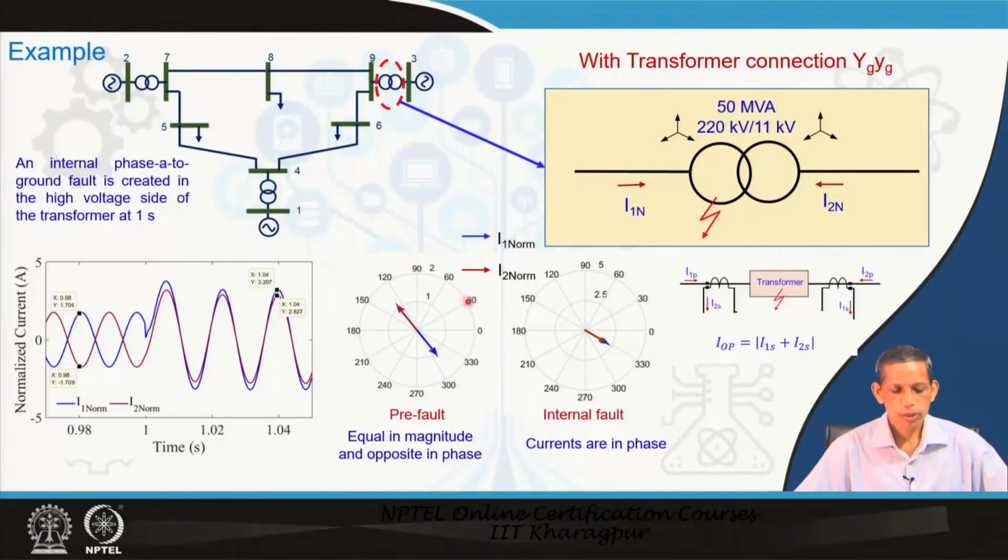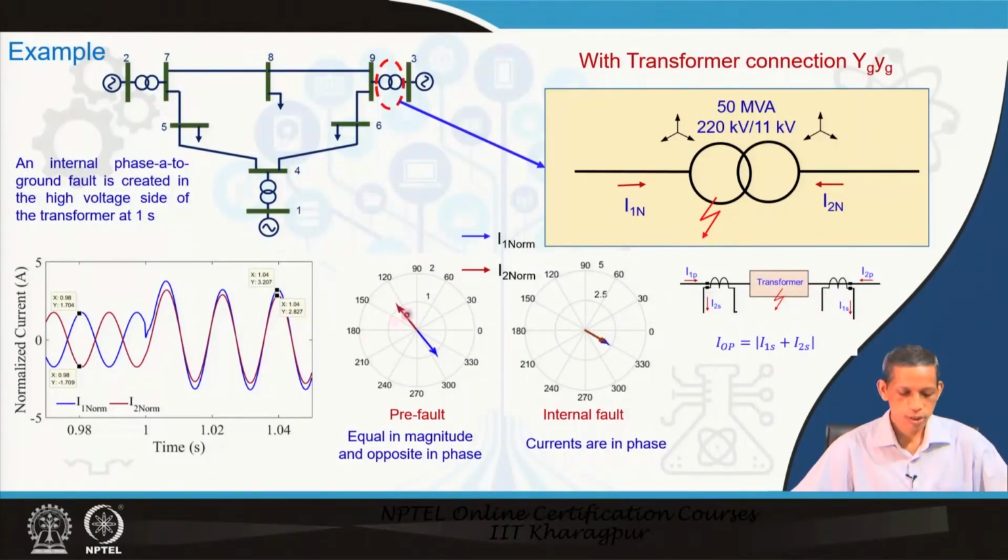So, coming to two applications for the 9 volt system and transformer, suppose an internal fault, a phase A to ground fault, is created at 1 second. Then we see the corresponding phasors of the normal and secondary current in the CTs which you have selected for the high voltage and low voltage side.